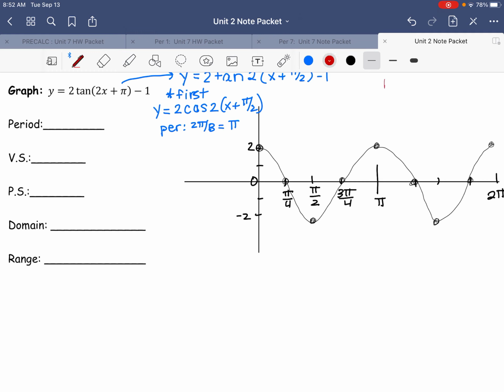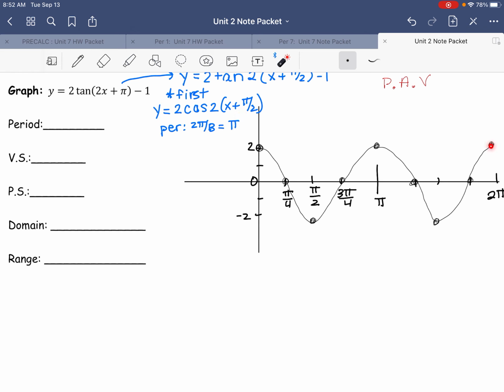And then I have to think, whenever I have shifts, P, A, V. P means phase shift. So if there's a phase shift, I need to do it first before finding my asymptotes. And there is a phase shift. It is going to go to the left, pi over 2. Notice, pi over 2 is 2 units. So I need to go to the left 2 dots.